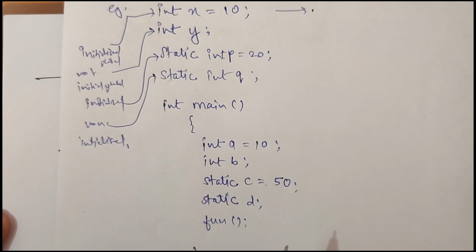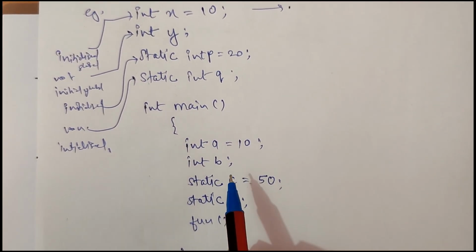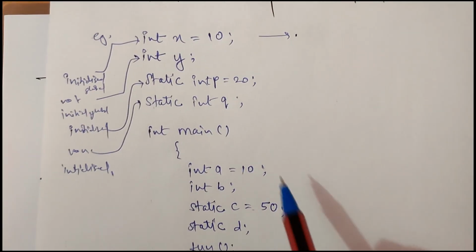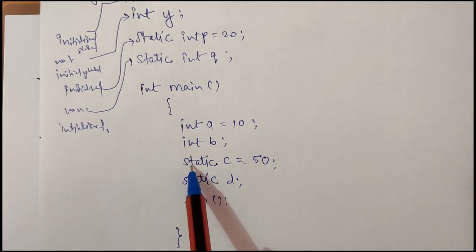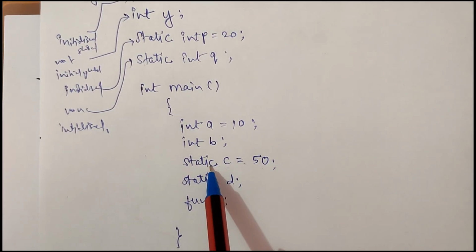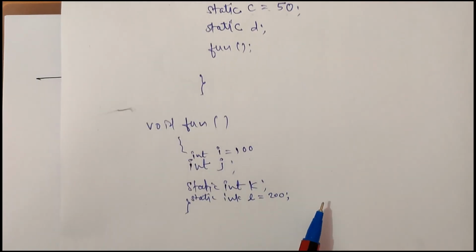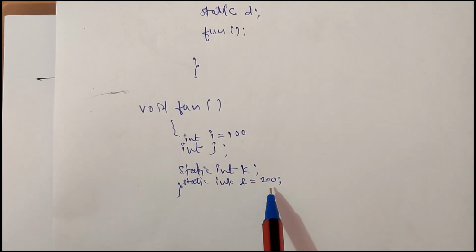Let us go further. What other things are there in the dot data section? That is static variables within the body of a function. Here I have the main function, so I will go for the static variable which is initialized, so this also goes inside the dot data section. Further, here I have a function with static int l is equal to 200, so this will also go in the data section.